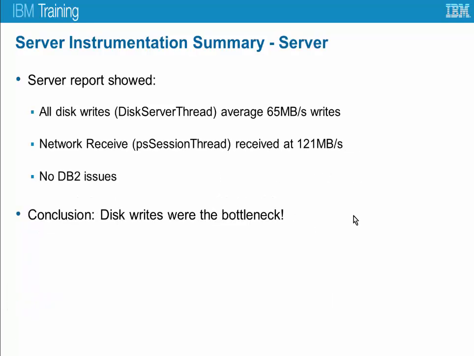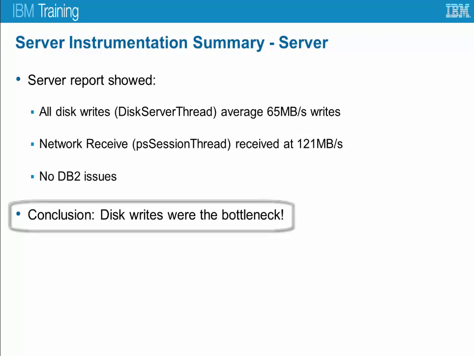Let's move to a summary of the server environment. The server report showed us that the disk writes averaged about 65 megabytes per second. The network transfer rate was 121 megabytes per second. That tells me that the disk writes to the storage pools were the bottleneck during our test backup.